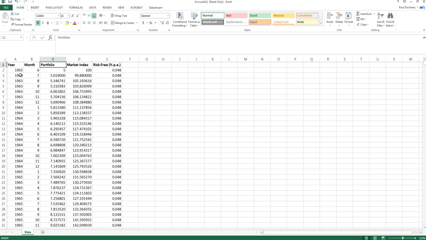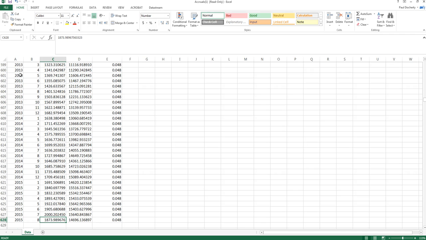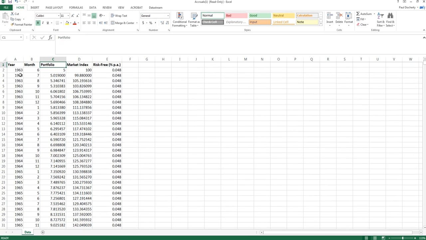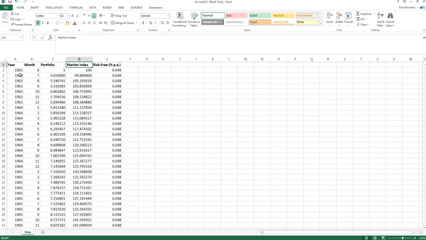So first of all, in column C, this is my portfolio, which had a price that started in value at $5 in 1963. We can see the price changing across time. And the terminal value in 2015 here was actually 1,873. I've also got a market index, and the market index began at a notional index value of 100 in 1963 through to an index value in 2015. And lastly here, I've got a risk-free rate, which is expressed as a percentage per annum.